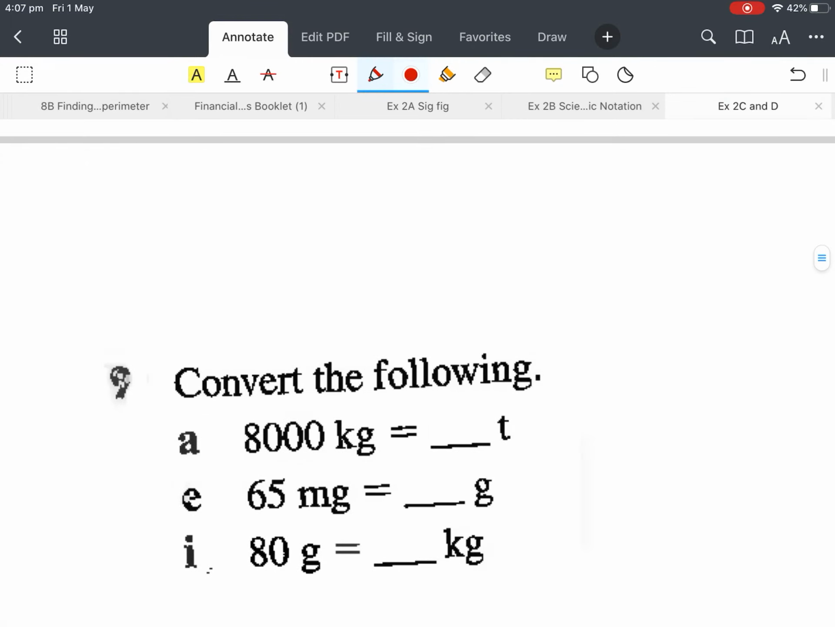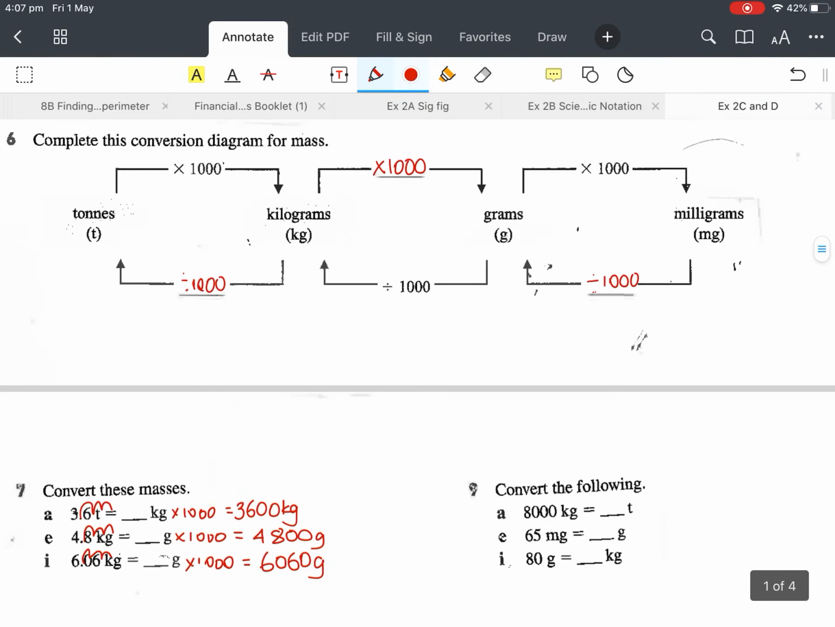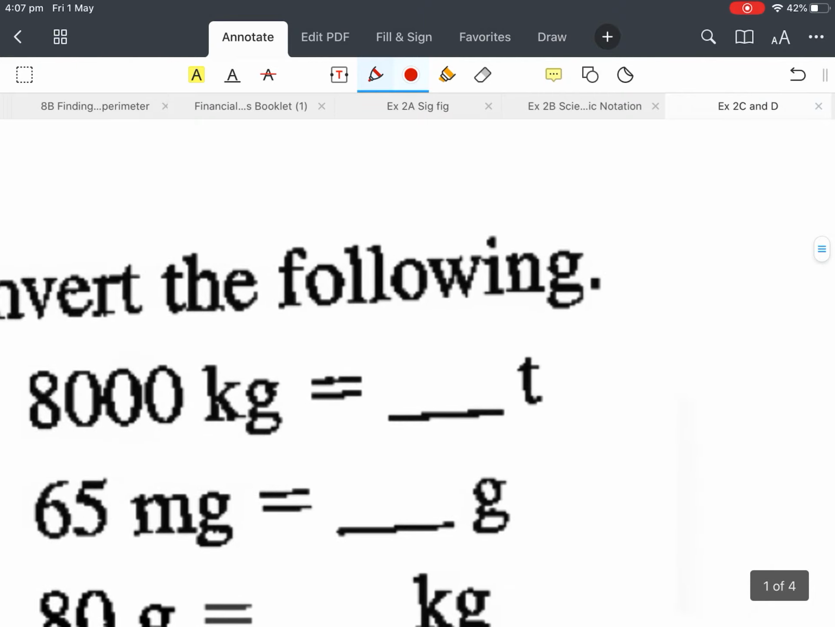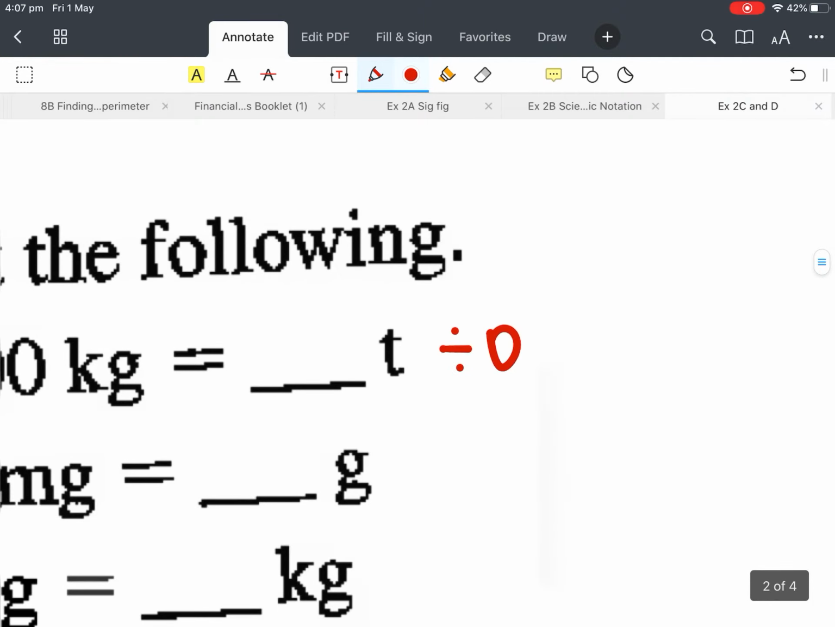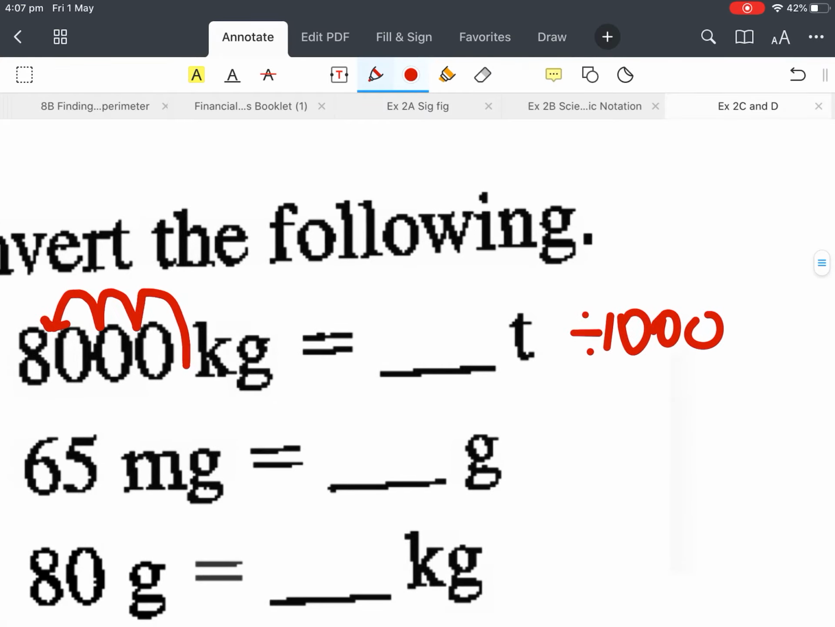All right, let's have a look at 9. Same sort of thing. This time we're going from kilos to tonnes. Kilos to tonnes. If you look at the diagram, we are dividing by 1,000. Okay, so this time start at the end and jump 3 places only because there's 3 zeros. So I can write that in there.